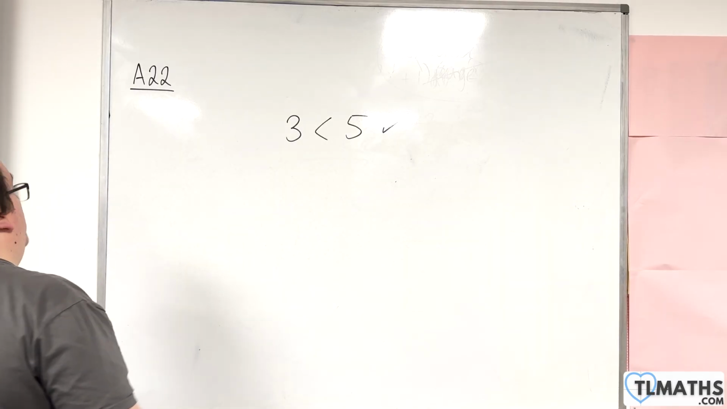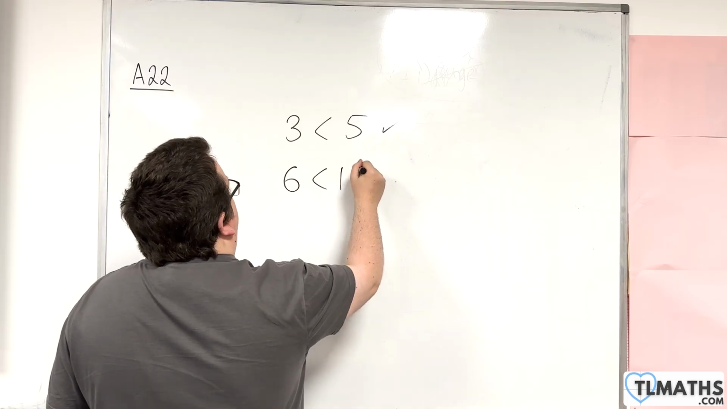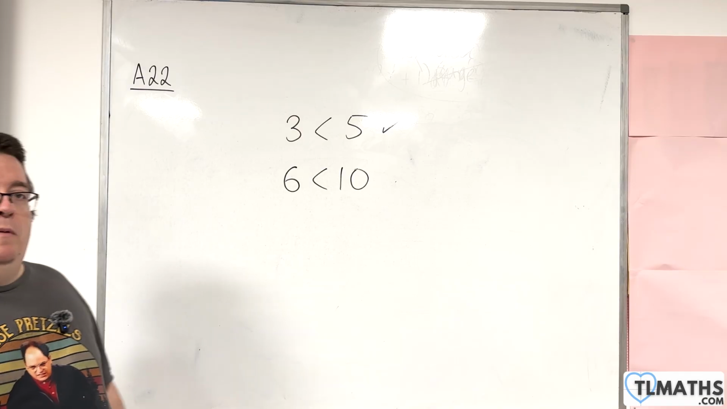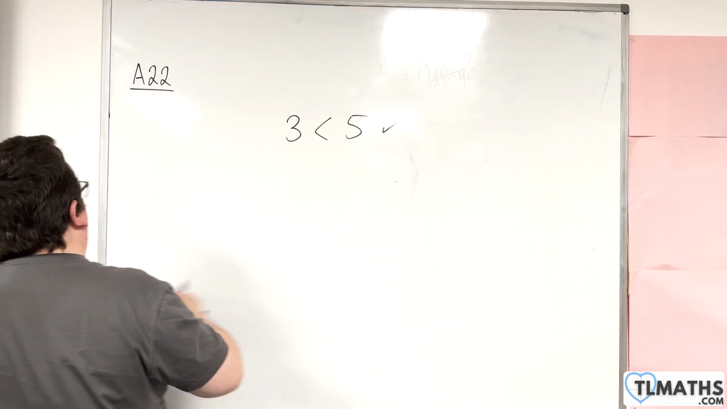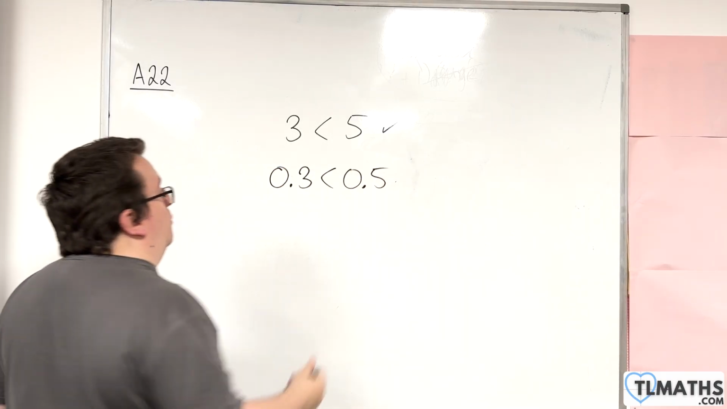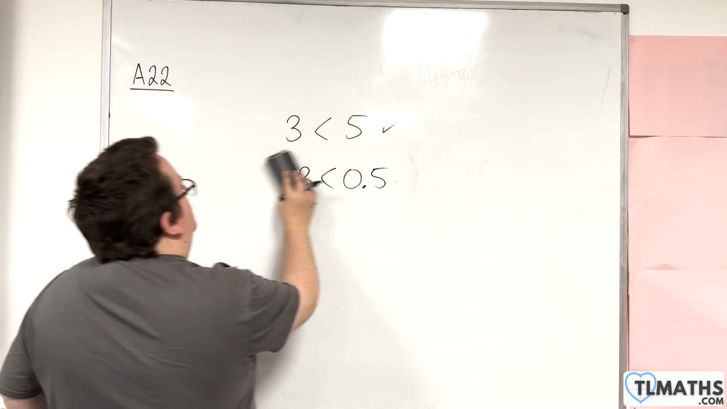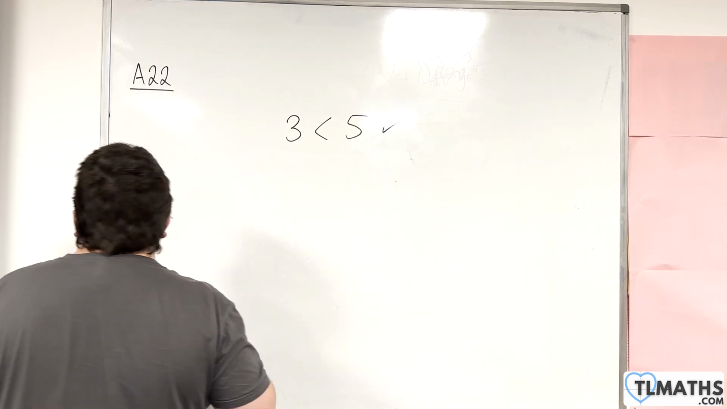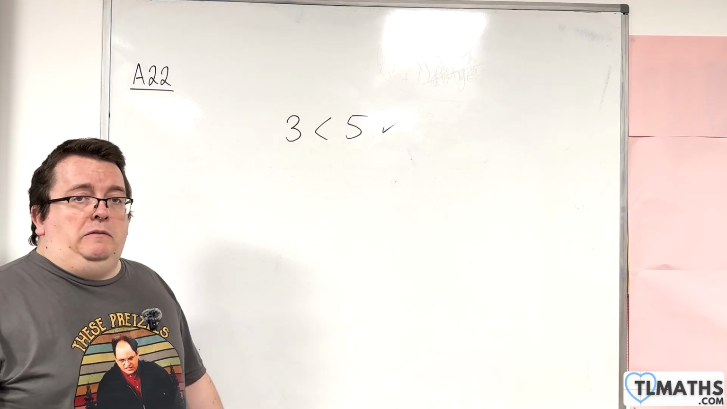If I multiply both sides by 2, I get 6 is less than 10. That is true, okay? No problem with that. I could divide both sides by 10. 0.3 is less than 0.5. Yep, that's true. So there doesn't seem to be a problem with adding, subtracting, or multiplying by a positive number, or dividing by a positive number.